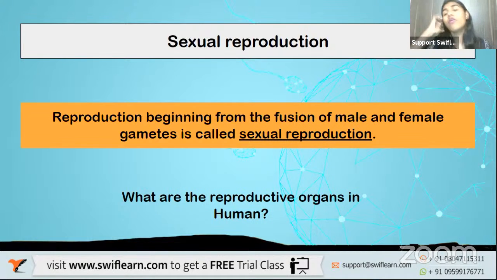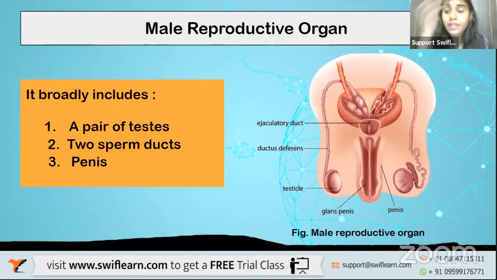Obviously, male and female have different reproductive organs, right? In humans, the male has a different kind of reproductive organ and the female has different reproductive organs. We will be learning about the diagram and how to label it. It is a very repeatedly asked question in your exam as well.